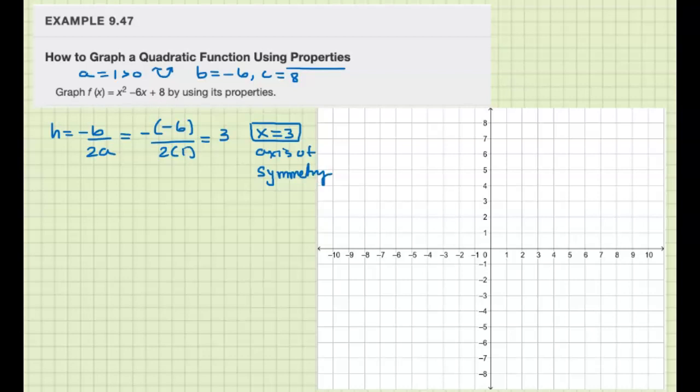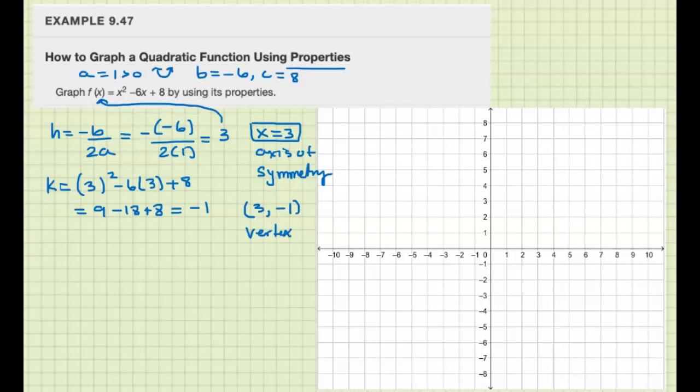Right. And we plug this back into the function to find the y value of the vertex. So we have 3 squared minus 6 times 3 plus 8. 9 minus 18 plus 8. Negative 9 plus 8 is negative 1. Okay, so the vertex is at x is 3 and y is negative 1.